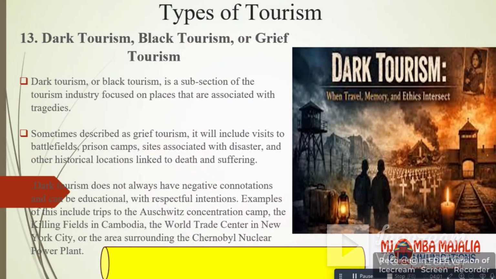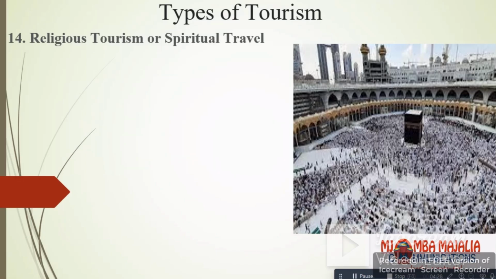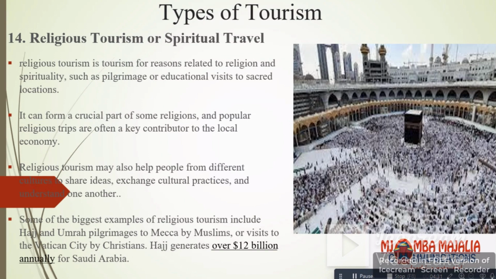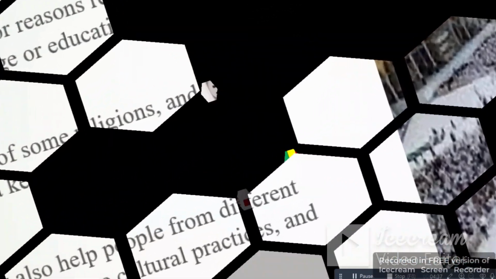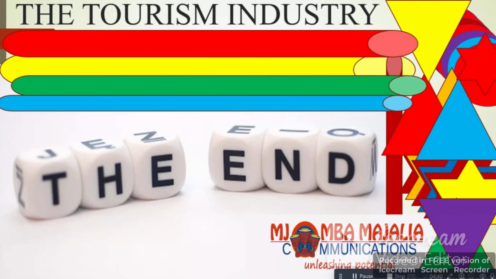There's also dark tourism, black tourism, or grief tourism. Go to haunted places or haunted castles. You go to cemeteries, or you go to concentration camps like those which were in Germany, the Auschwitz, or the killing fields in Cambodia, the World Trade Center, Chernobyl nuclear. That's called dark tourism, where there is grief or where there was a major disaster that took place. There's also religious tourism. The Muslims go to Saudi Arabia to the Kaaba, it's a pilgrimage. The Christians go to Israel. That's called religious tourism. All right, so that's the tourism industry in a nutshell.